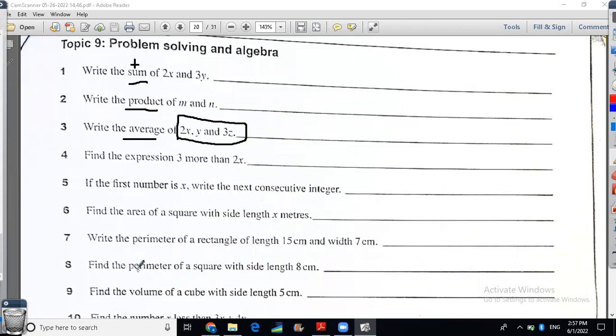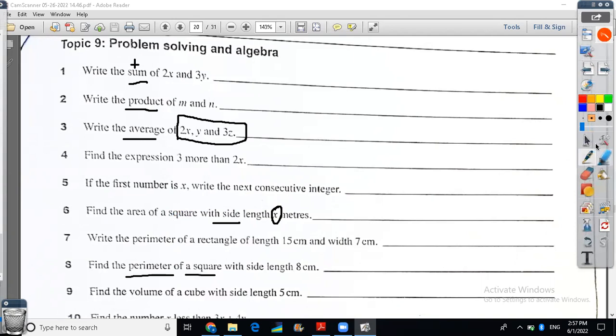And so on with perimeter, we add all of the sides up. Square, all the 4 sides are equal. If one is 8, then all are 8. So you need to find the perimeter. The area of a square is the side multiplied by itself. So s times s. If the side is x, what is the answer going to be? x times x is what? And so on.